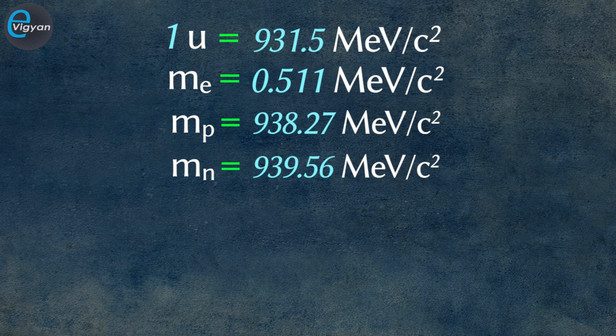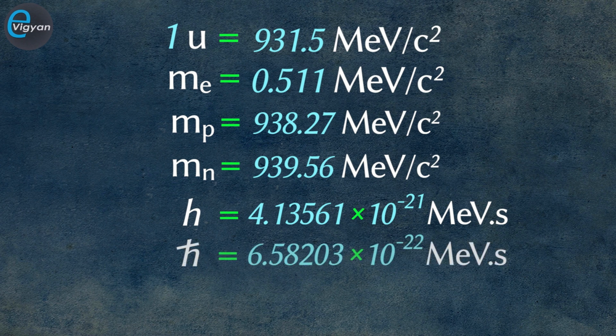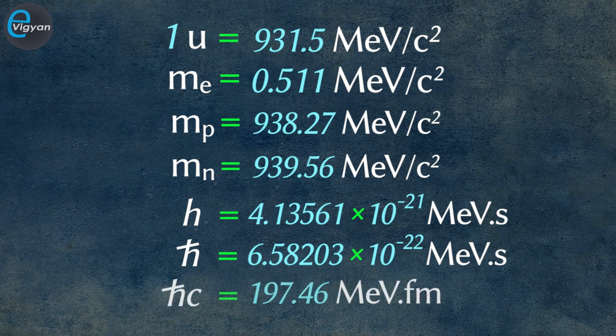The value of Planck constant is h equal to 4.13561 times 10 raised to power minus 21 MeV second. The value of reduced Planck constant is h cross equal to 6.58203 times 10 raised to power minus 22 MeV second, and the value of h cross c is h cross c equal to 197.46 MeV Fermi.